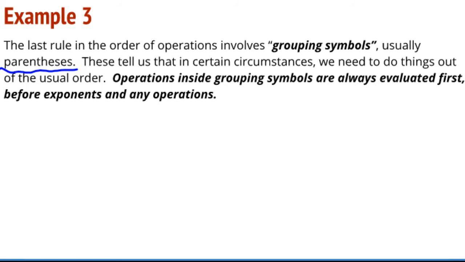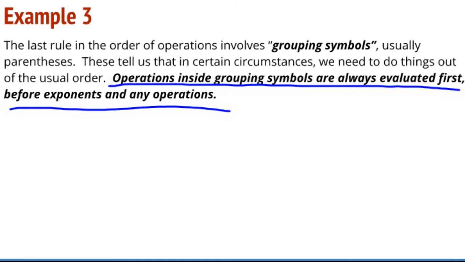Now the parentheses tell us about special cases, special examples, certain circumstances. So there are times when we need to do things out of the usual order. Maybe we are supposed to add this together first and then we're supposed to multiply. And the parentheses tell us that. They tell us, do this part first. Operations inside our grouping symbols, parentheses, brackets, and braces, are performed before we deal with any exponents or anything else.